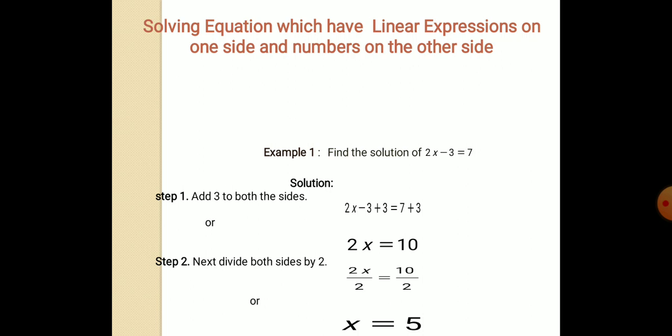Example 1: find the solution of 2x - 3 = 7. Step 1: add 3 to both sides. 2x - 3 + 3 = 7 + 3. Therefore, 2x = 10. Step 2: divide both sides by 2. 2x/2 = 10/2. Therefore, x = 5.